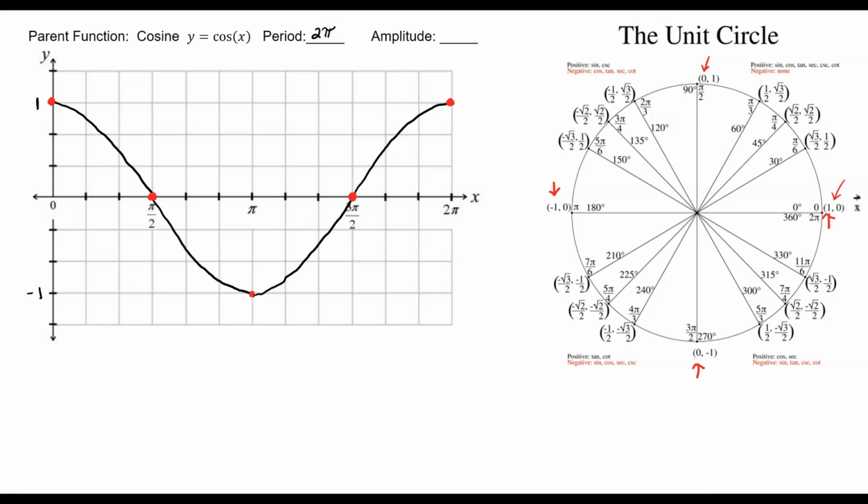Now we can notice something about the amplitude. How high does it stretch? How low does it stretch? Well, it stretches in either direction 1 unit. So the amplitude of the cosine graph is 1 unit. So let's go ahead and move our unit circle out of the way and take a look at a problem where we can apply the techniques we just learned.